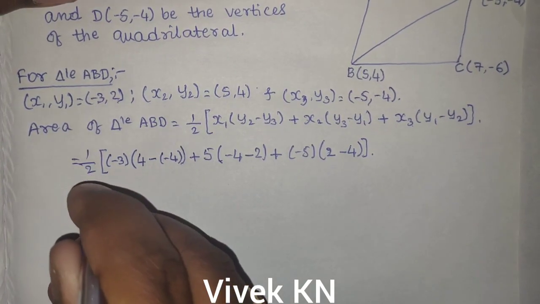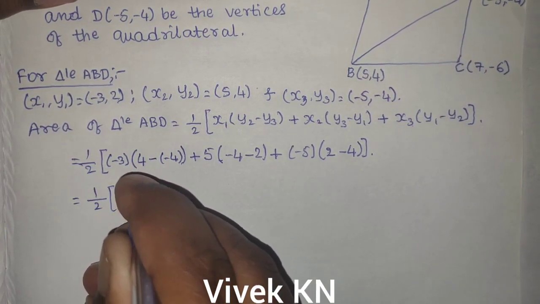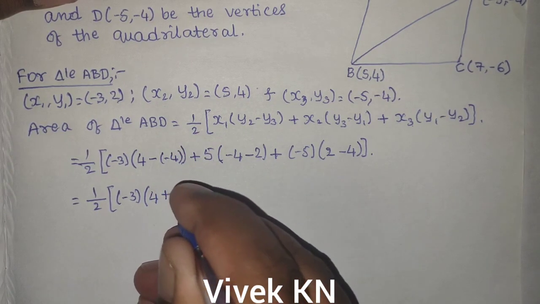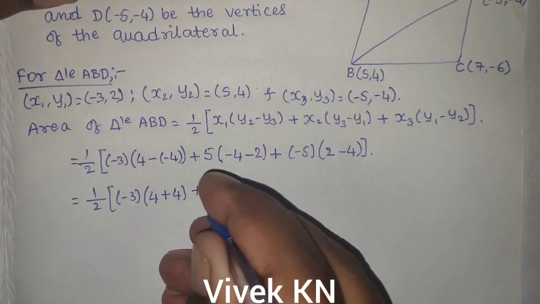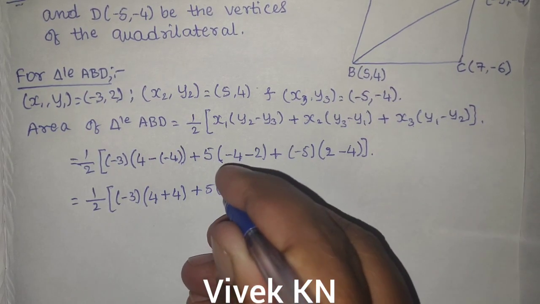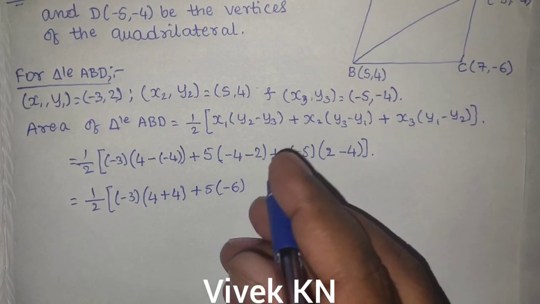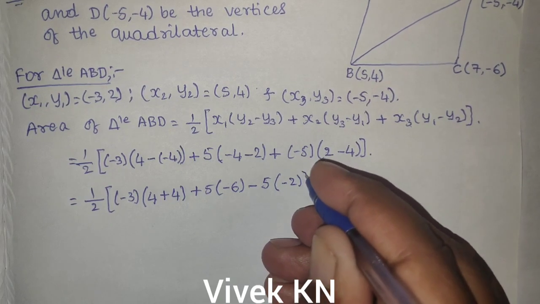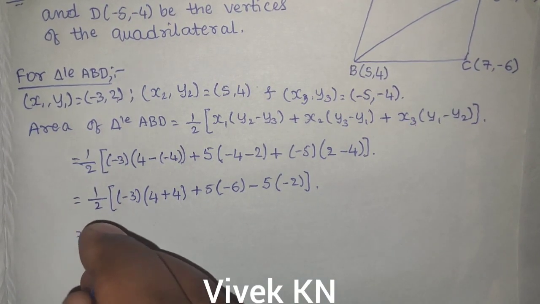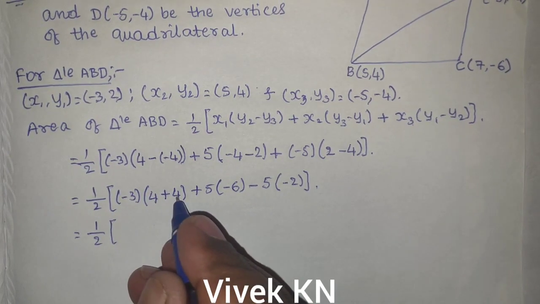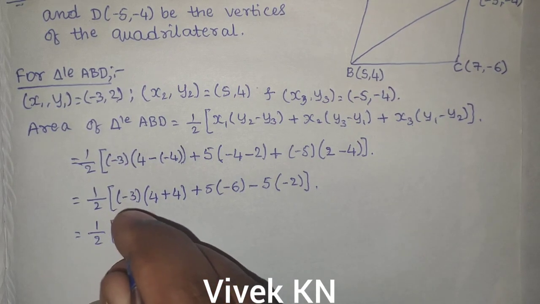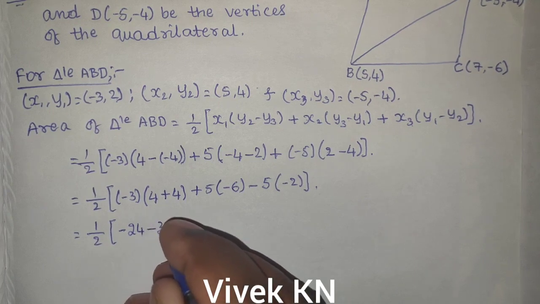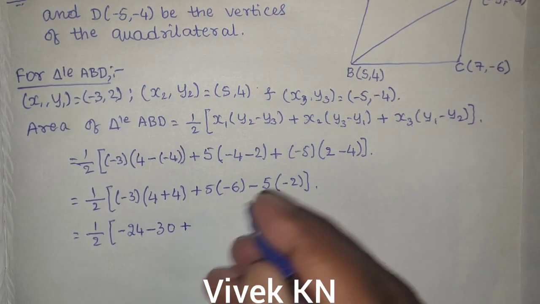Which is equal to 1/2 into minus 3 into 4, minus into minus is plus 4, plus 5 into adding minus 4 and minus 2 you get minus 6, plus into minus is minus 5 into minus 4 plus 2 gives minus 2, which is equal to 1/2 into 4 plus 4 is 8, 8 into minus 3 is minus 24, plus into minus 5 into 6 is minus 30, minus into minus plus 5 into 2 is 10.